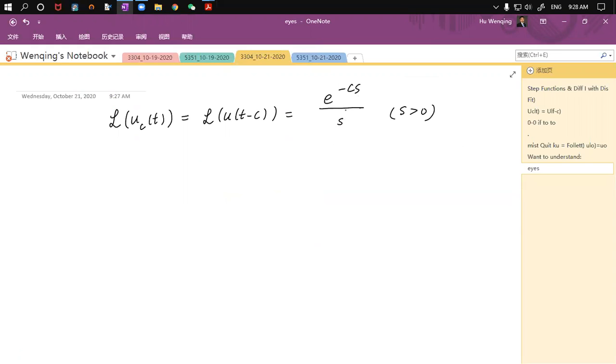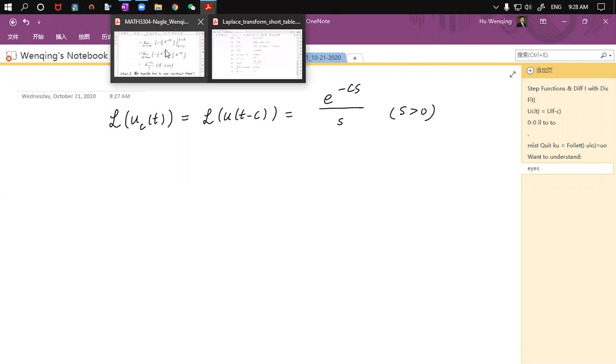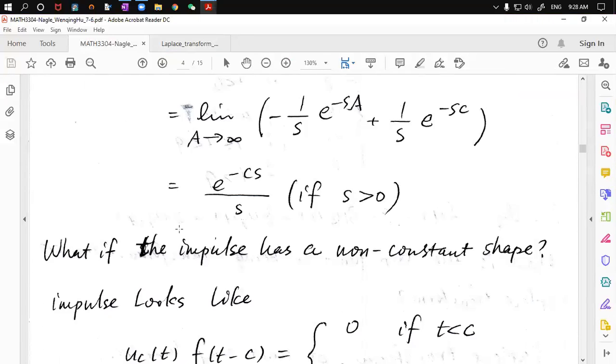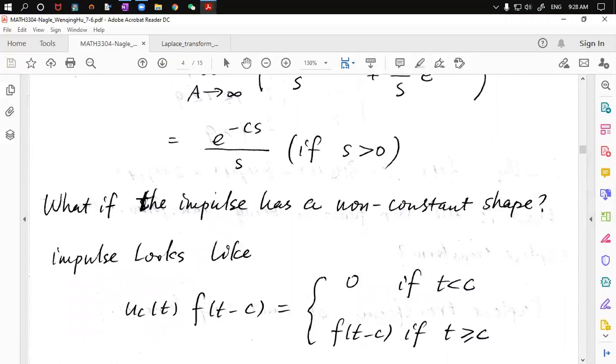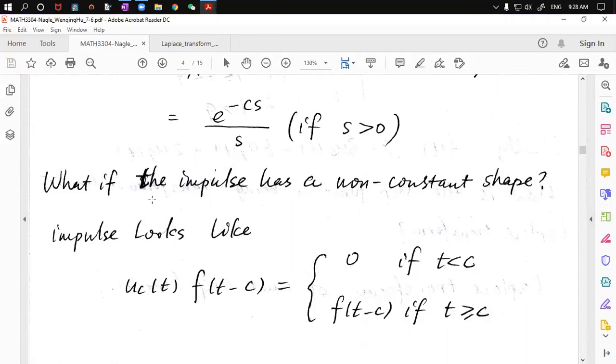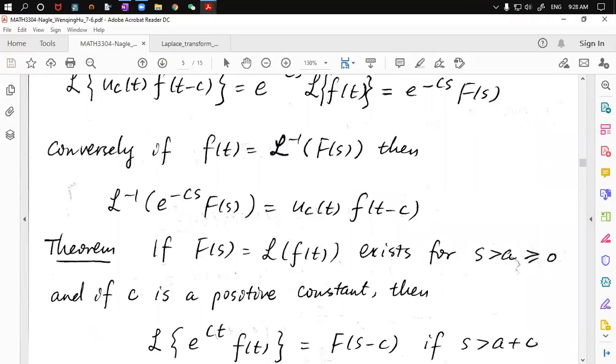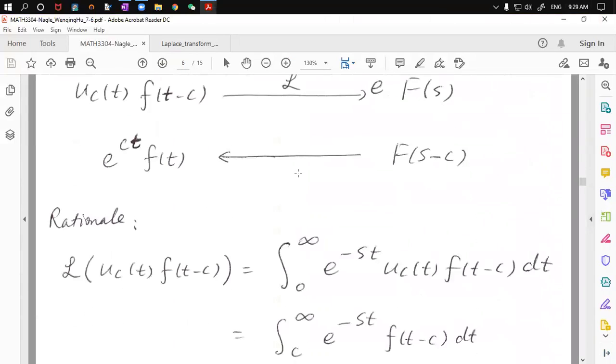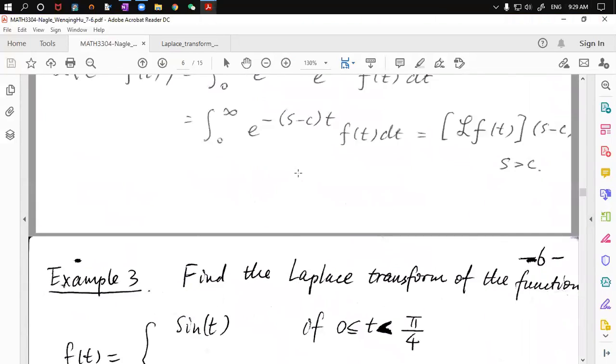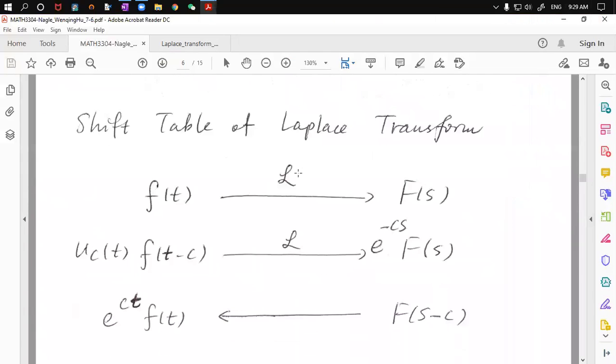Is that good? Okay, so this is about the transformation of the function u(t minus c). That's a general unit step function. Now, starting from here, we would like to also consider how the Laplace transform works with a general impulse function. That's going to be very interesting and very important for what we're going to call the shift table of Laplace transform.